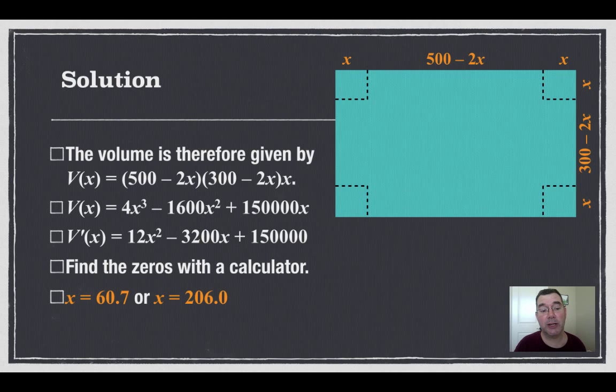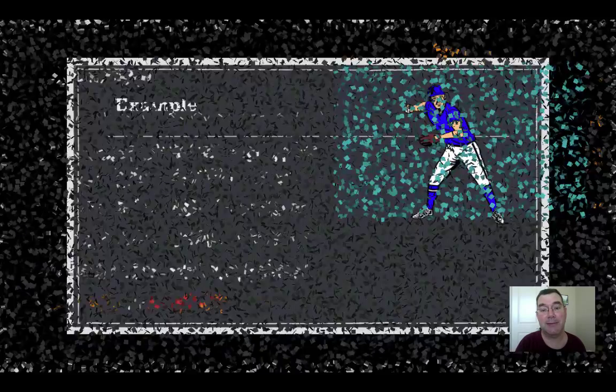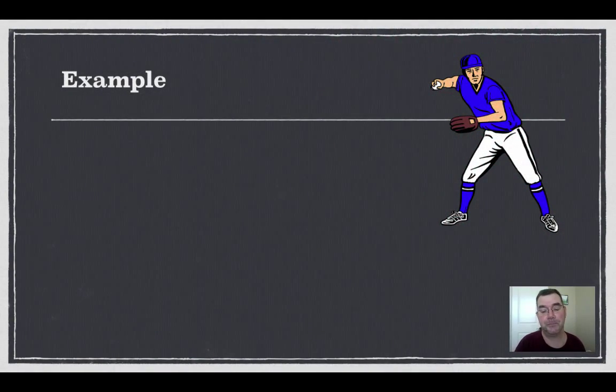Now when I get those values, I want to make sure that they both make sense. Does it make sense for me to cut squares off that are 60.7 by 60.7? Yes. Does it make sense for me to cut out squares that are 206 by 206? No, because one of the sides is only 300 units long, and you can't cut 206 from either side of that. That would be 400 and something, and there's not even that much of a length or a width there to deal with. So I'm going to rule that one out, and so the only solution I can work with is 60.7, so that's going to be the size of the squares.